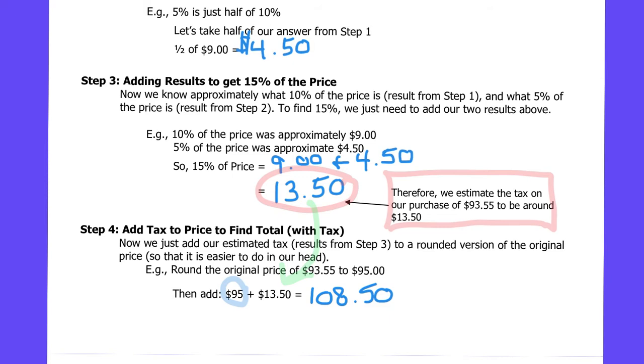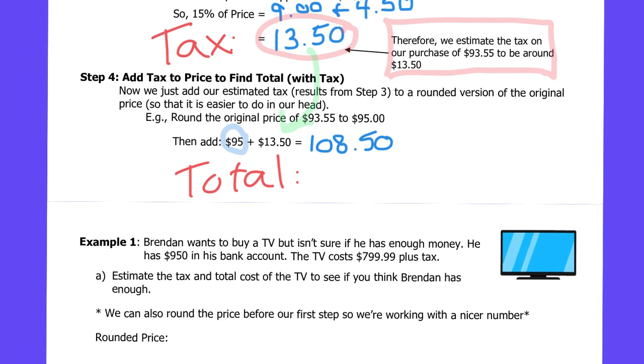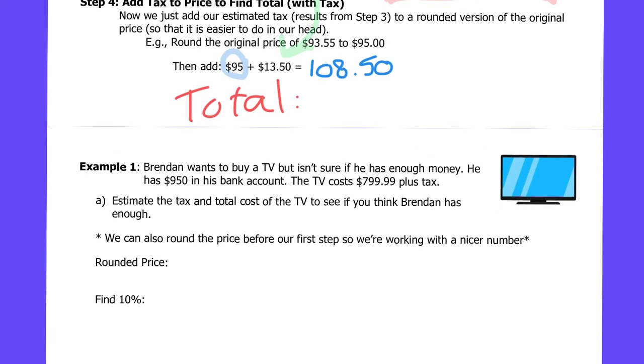So this one here was our tax, and this one here is our total. So the last two steps are our answers there. So now let's take a look at an example on our next page here.